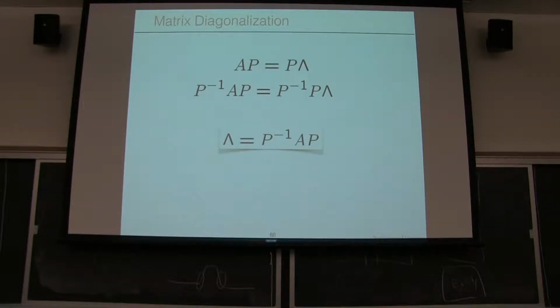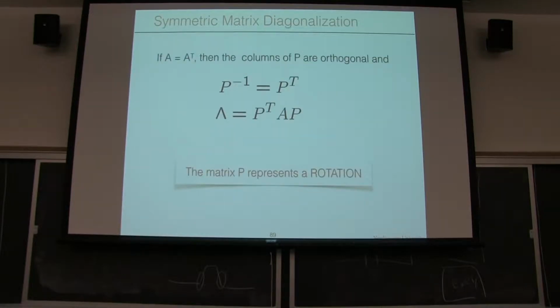Now, what's nice is that if my matrix to start with was symmetric, I showed that my eigenvectors were orthogonal to each other. And so what happens is that this diagonalization matrix is a rotation matrix. So I can go from my non-diagonal matrix to the diagonal matrix by applying a rotation, and the rotation is given by the eigenvectors.